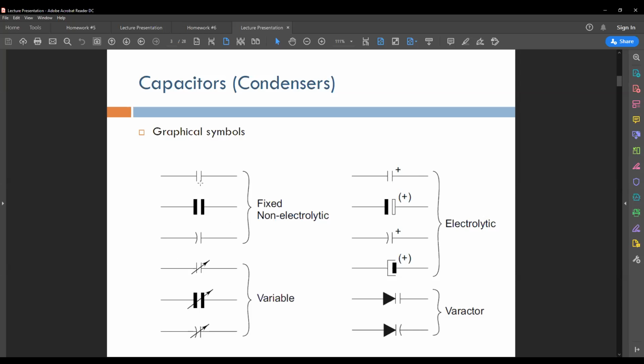If it's like this, then it doesn't have polarity. It doesn't have positive and negative terminals. Basically, you can connect it any way you want, which is very much like what you used in the lab, like the ceramic capacitor that you use in the lab. They don't have any polarity. If they have polarity like this, you have to really observe that. Otherwise, it's going to be a really big problem.